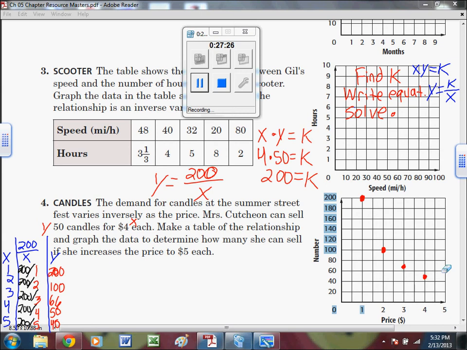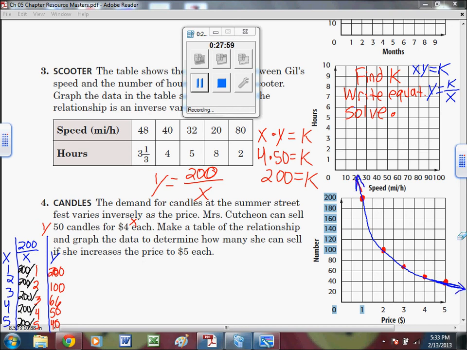And now for $4, we're looking at 50 candles. So go to 4, go to 50, that's halfway between 40 and 60, so right about here. And then finally, at $5, we're only going to sell 40 candles, so right there. So now you have each of your dots, draw your curve that goes through each of these dots. It doesn't have to be perfect, but try to make it as close as you can to going through all of your points.